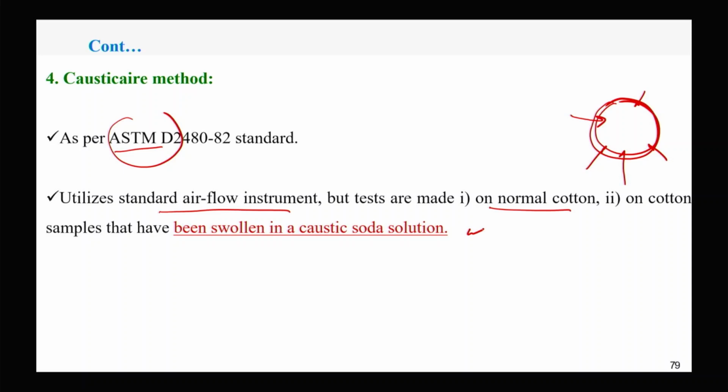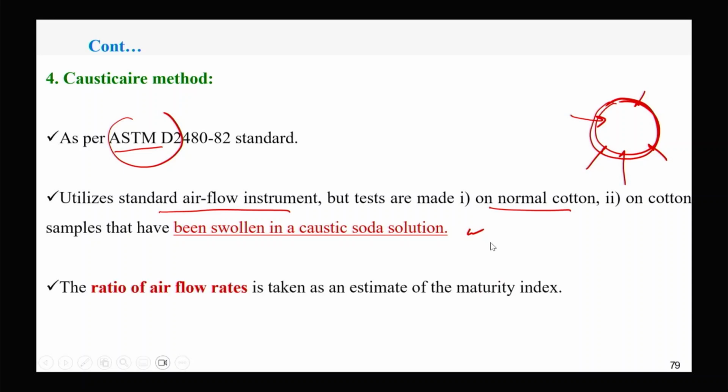So before swelling and after swelling, we measure the airflow rate. If it is normal, mature cotton, then the diameter swelling will be higher. So that ratio of airflow will indicate the level of maturity.